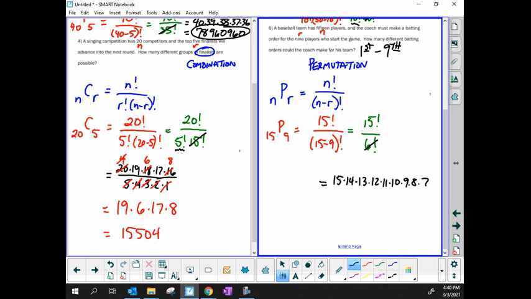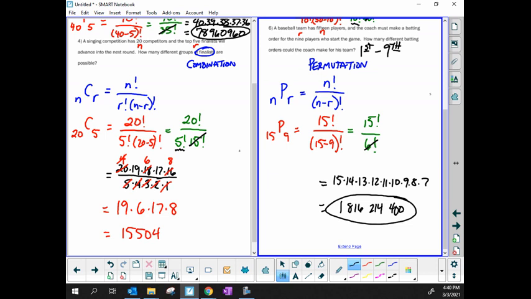And it stops there because the 6 all the way down to 1 got canceled out by the 6 all the way down to 1 that was on the bottom of that fraction. There's nothing else on the bottom of my fraction, so my answer is just what I get when I multiply all of those numbers together. So 15 times 14 times 13 times 12 times 11 times 10 times 9 times 8 times 7 comes out to be another really big number, 1,816,214,400 different ways that you could make a batting order of 9 players if your team has 15 total players.